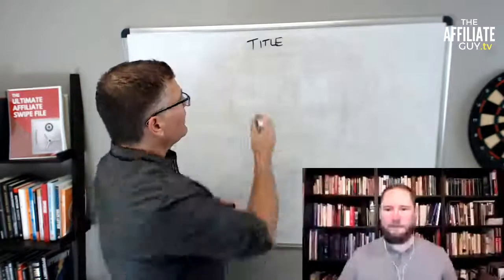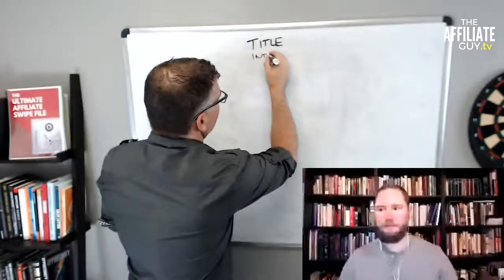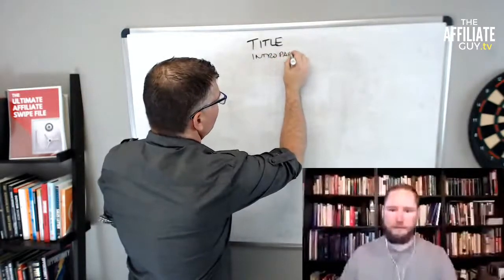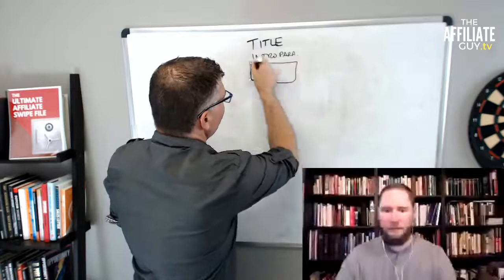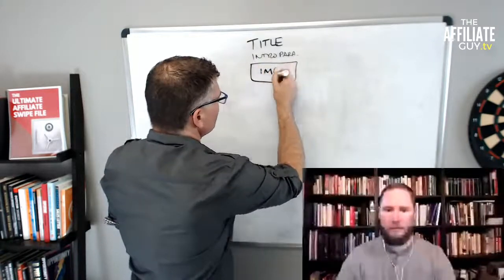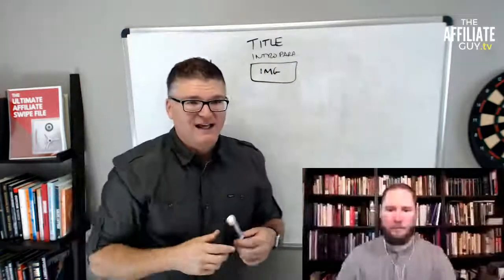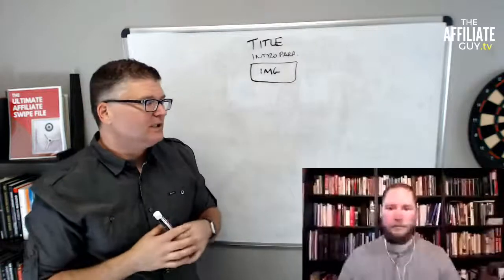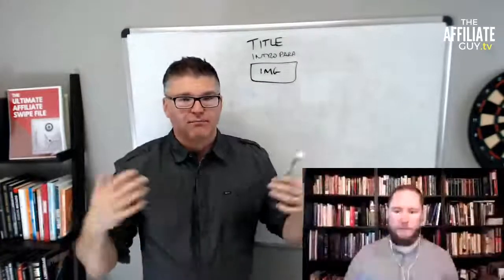So then we're going to have our intro paragraph. We'll then typically have an image of some sort. This image could be a million different things. It could be a product image.